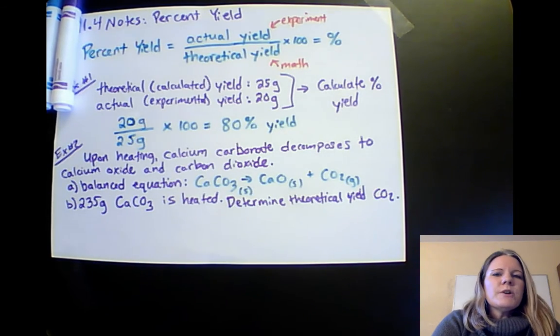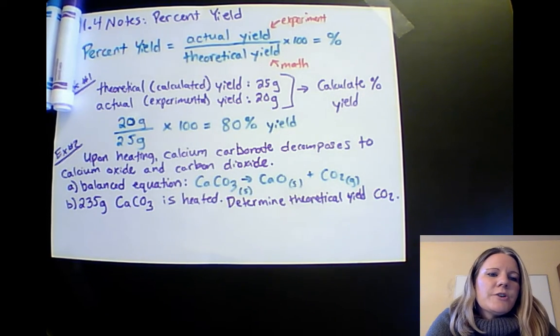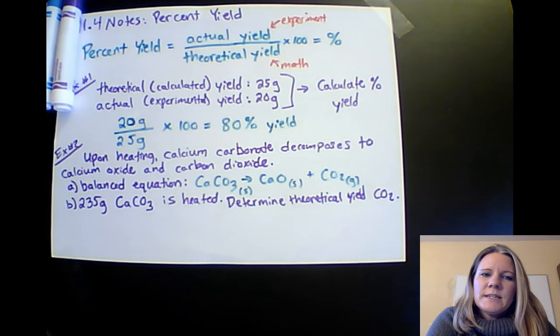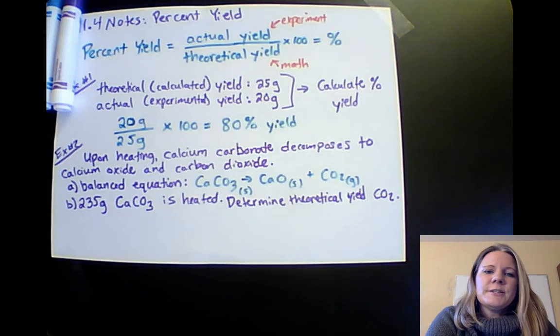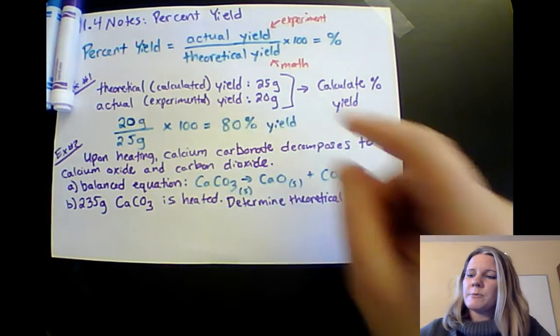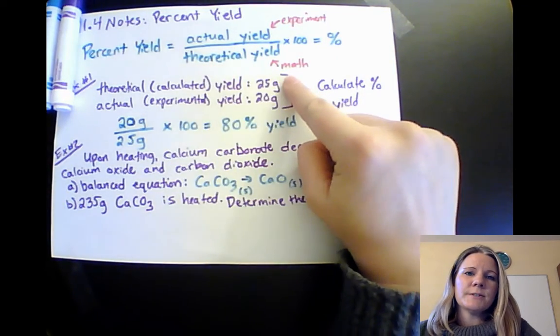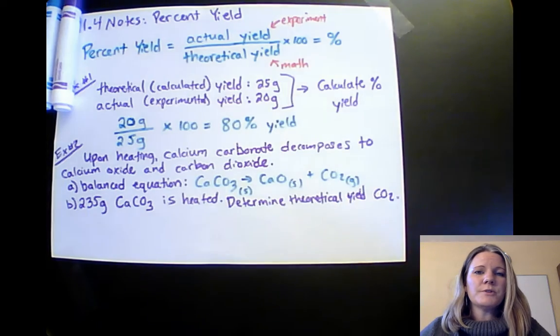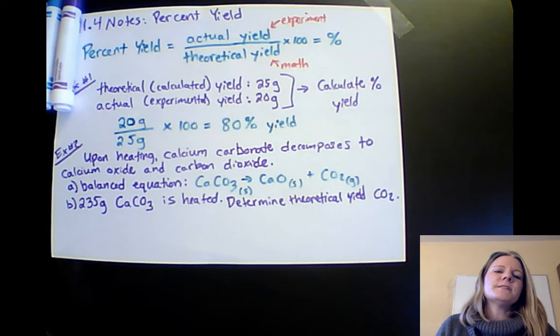Go ahead and work out B. I'm going to give you that 235 grams of calcium carbonate was heated. So we need to determine the theoretical yield of CO2. So remember, theoretical yield is going to involve some math, which we'll use stoichiometry to figure out.